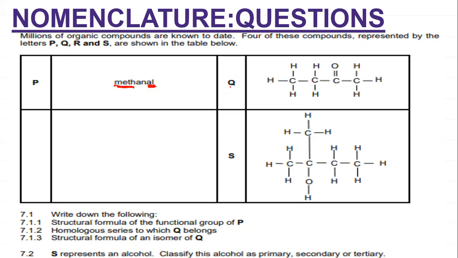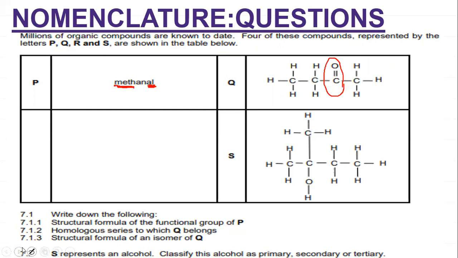Let me look at compound Q. When I look at compound Q, the first thing I can see is the functional group. So there is the functional group. This functional group, we call it a carbonyl group, okay? I see a carbonyl group. So this carbonyl group is between the two carbons, okay?